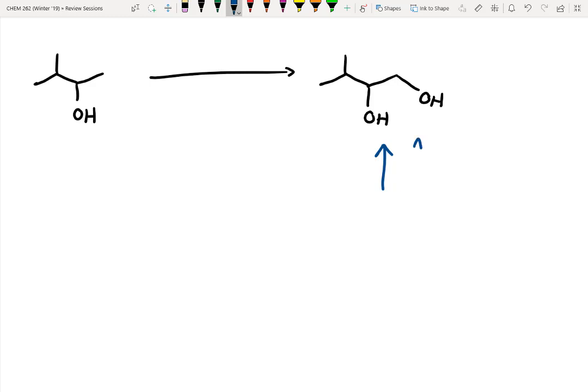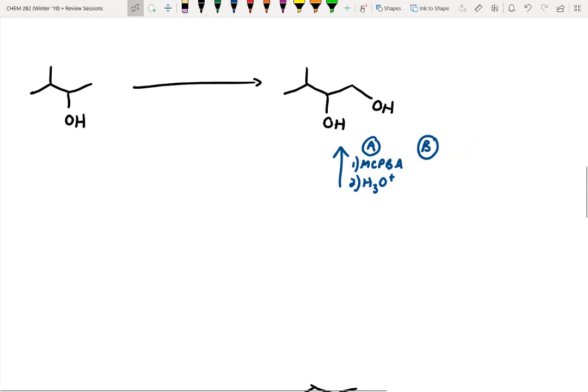I'll call this one option A. We could use, does anybody want to throw one out? Yeah, MCPBA, followed by acid. That would work. All right. Or we could do B. What's another way of doing this? I heard somebody say OsO4, followed by sodium bisulfite.